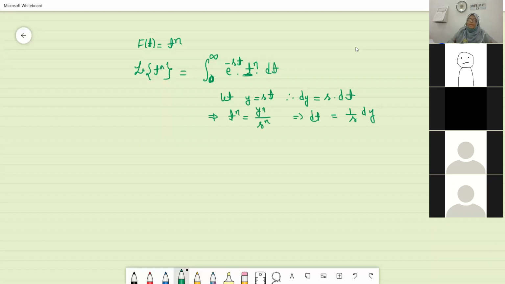Now using this relation, we will change the limit. What are the limits here? We know the limit for t is 0 as the lower limit, and the upper limit is t tends to infinity. So use this relation to find the limit of y. So when t is equal to 0 here, what will be the limit for y?